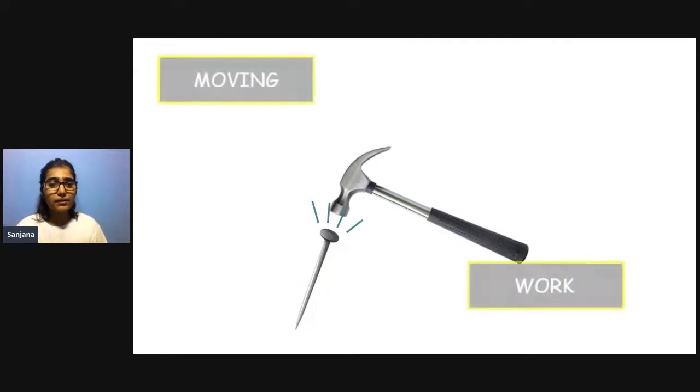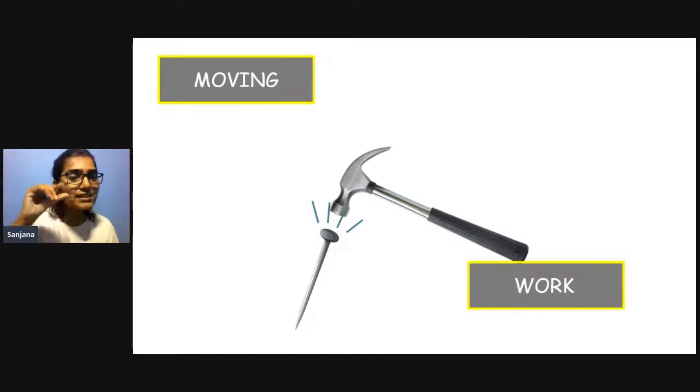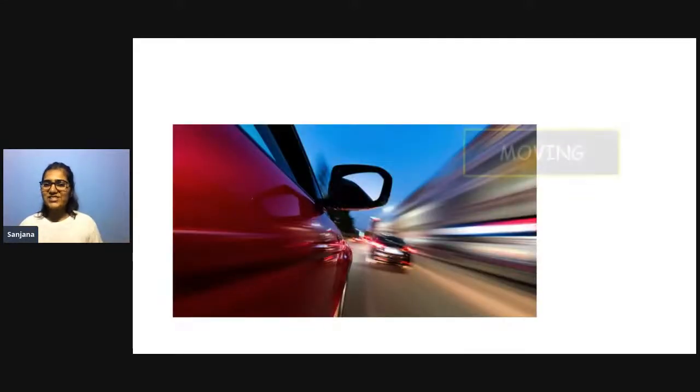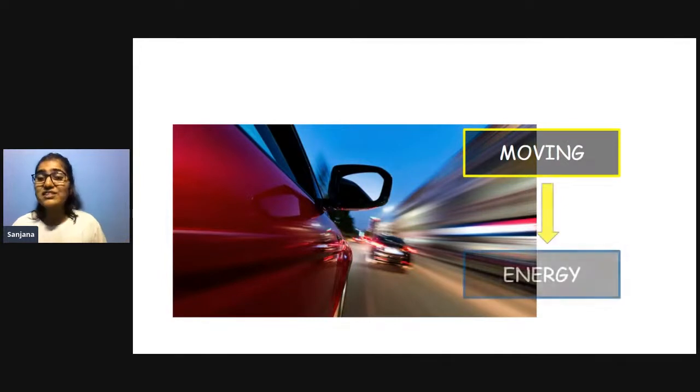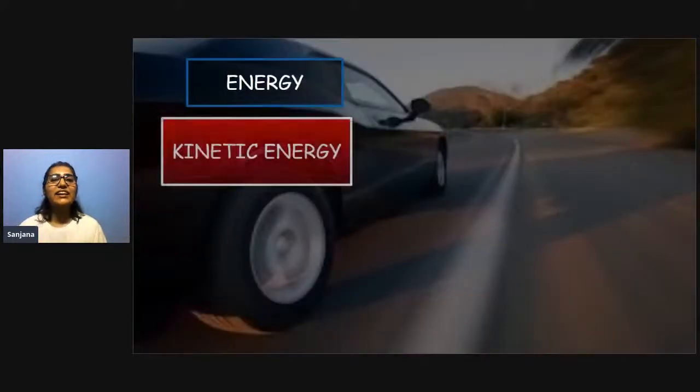Once again, remember, when the hammer was moving, the nail was moving. That is, there is displacement, so work is said to be done. This means the moving body was actually doing some work, which means the moving body had energy. For people who didn't understand, the moving hammer was doing some work. This means any moving body will do work, and because it is doing work, it must possess some energy. That energy is called kinetic energy.